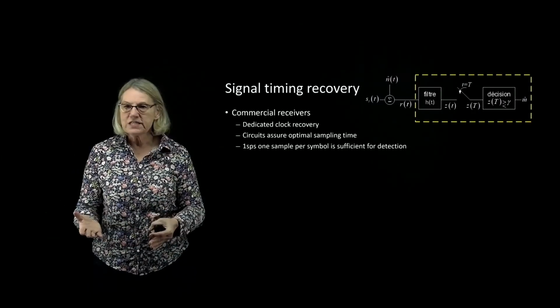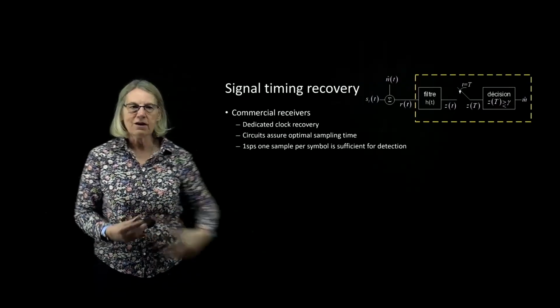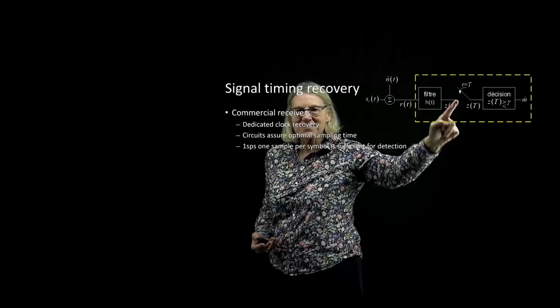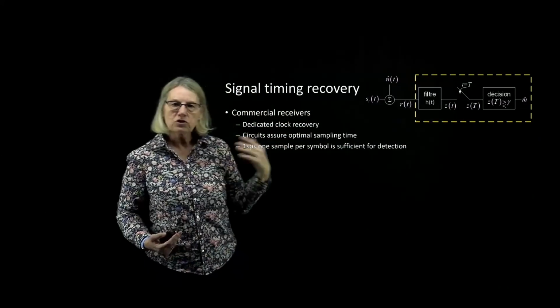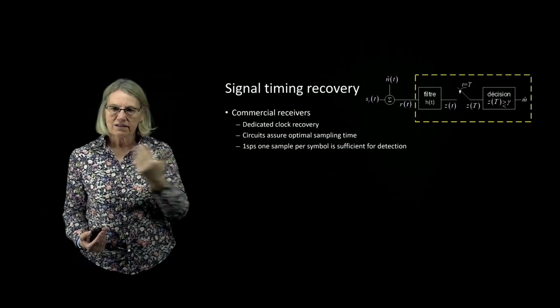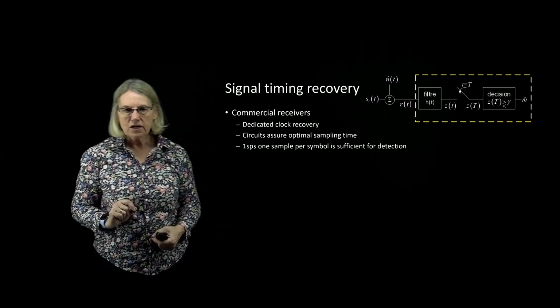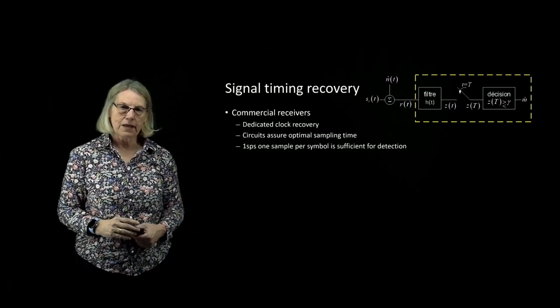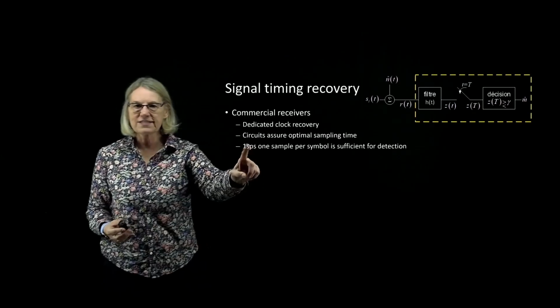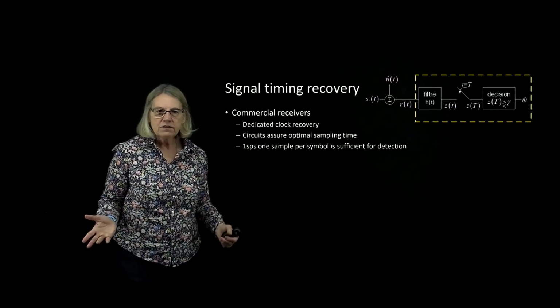Now, in a commercial receiver, they will have a dedicated clock recovery circuit in order to determine when I should be doing this sampling in order to recover the best possible test statistic, as we call it, in order to make my determination of what is the most likely symbol to have been sent. These circuits in commercial receivers assure that this sampling is taken at the optimal time. And because we're taking it at the optimal time, one sample per symbol, that's the 1 SPS, is enough for detection.